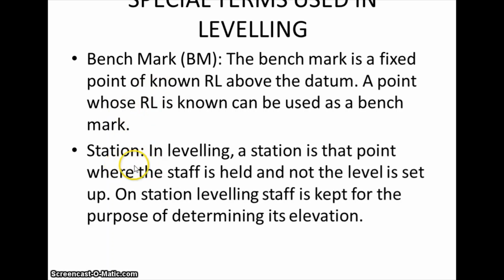After that, another definition is station. So what is the meaning of station in leveling? In leveling, a station is that point where the staff is held, and not where the level is set up. Meaning on a station, the leveling staff is kept for the purpose of determining its elevation. So we call it a station.